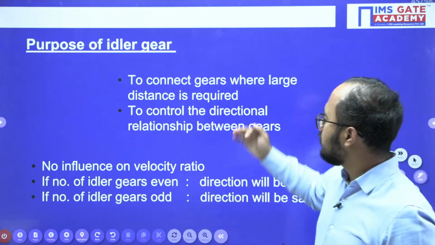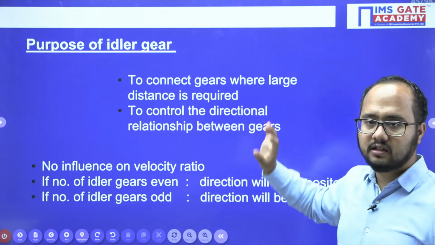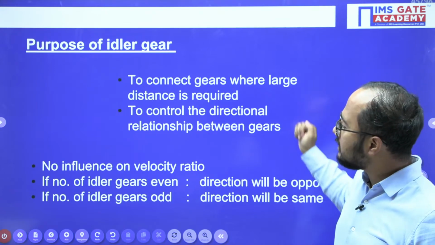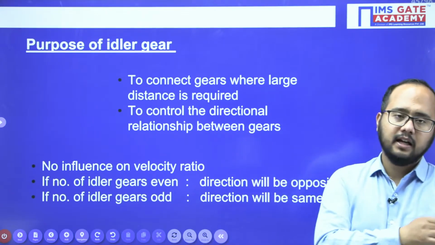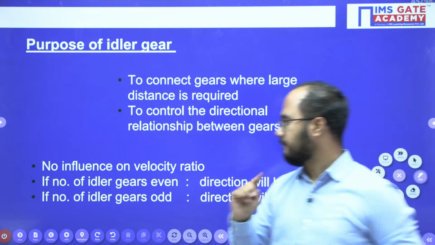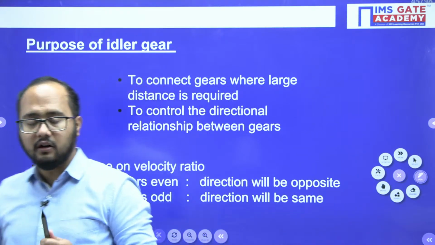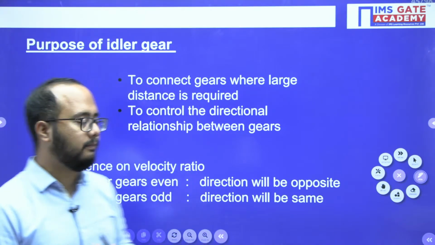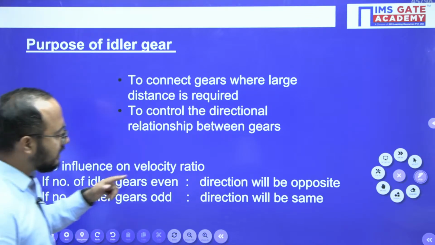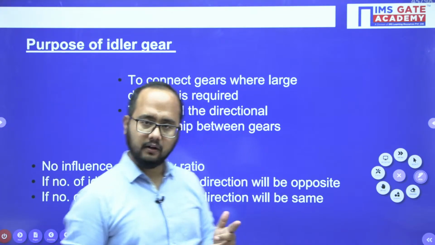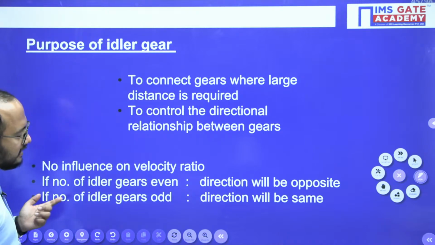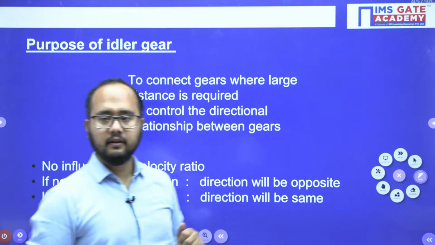It is used to connect the gears where a large distance is required, and obviously to control the directional relationship between the gears. And how will they control it? See, obviously there will not be any influence on the velocity ratio, but if the number of idler gears is even, the direction will be opposite. If the number of idler gears is odd, the direction will be the same.